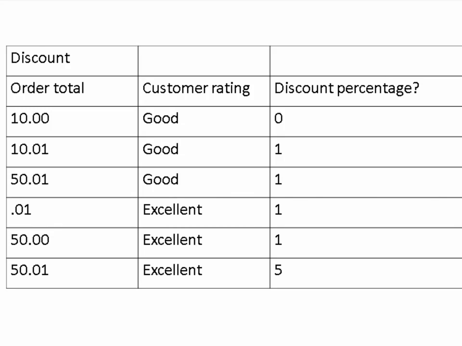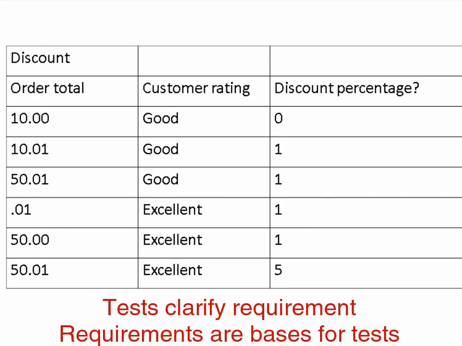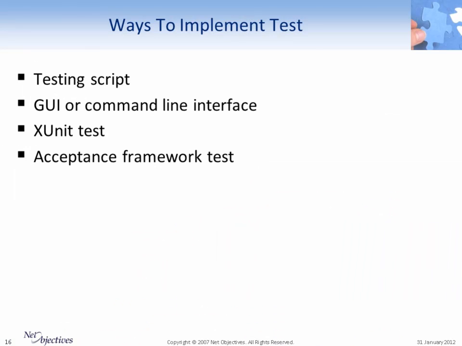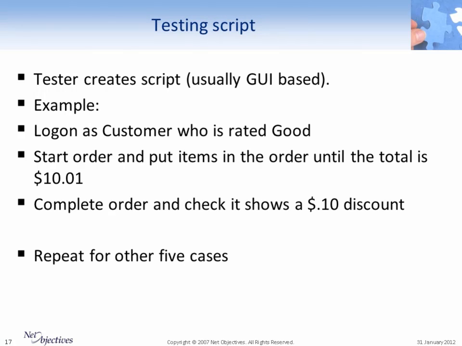Now, once we have these examples, we can use them as tests. These tests and the requirements are tied together. The tests help clarify the requirement, and the requirement forms the basis for the test. There are at least 4 ways that we can implement these tests. They are a testing script, which uses a user interface, a graphical or command line interface, a unit testing framework, and an acceptance testing framework. Let's take a brief look at each.